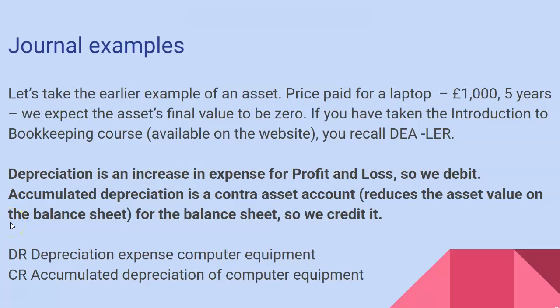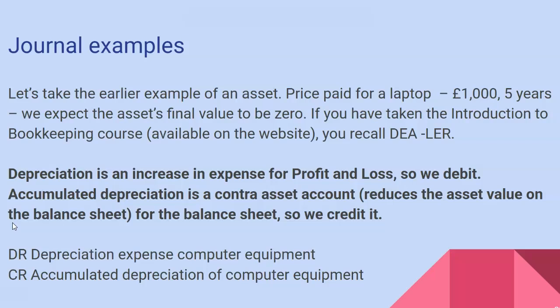Let's now have a look at the journal examples for depreciation. If we take the same asset that we talked about before, let's say we bought a laptop for £1,000 over 5 years, we expect the asset's value to be 0. We don't expect the laptop to be worth anything at all in 5 years.